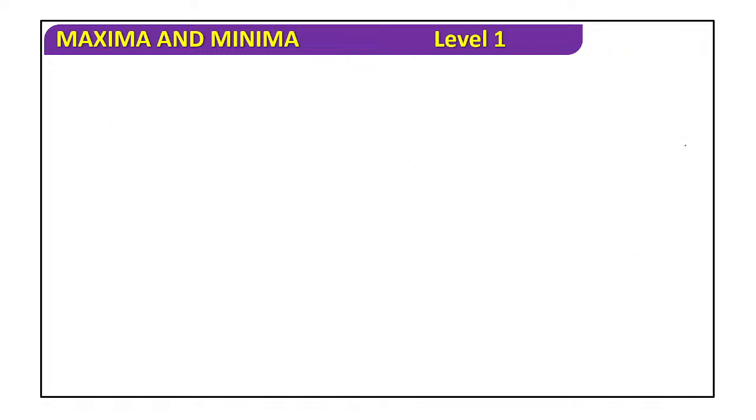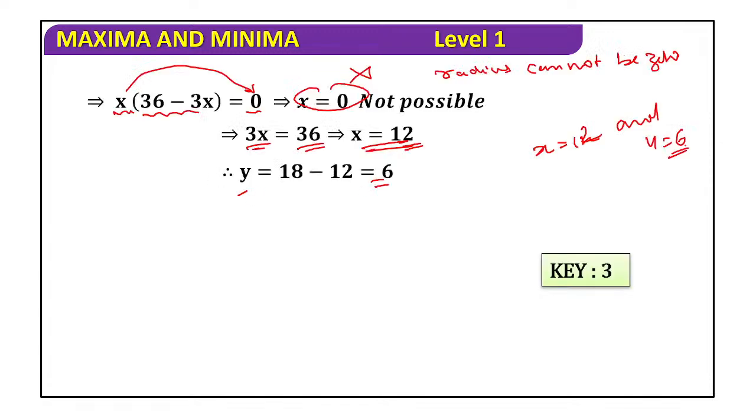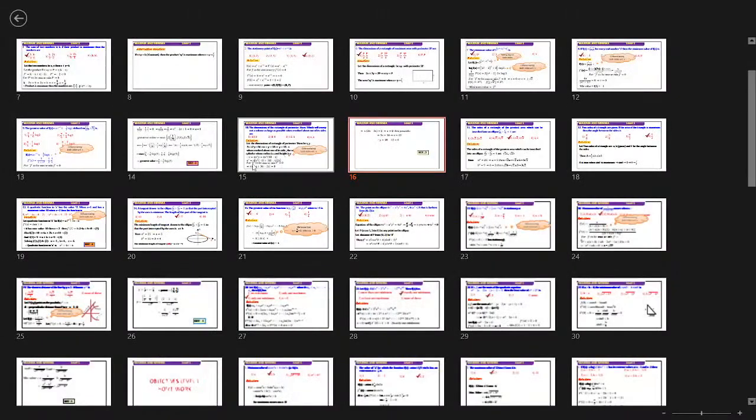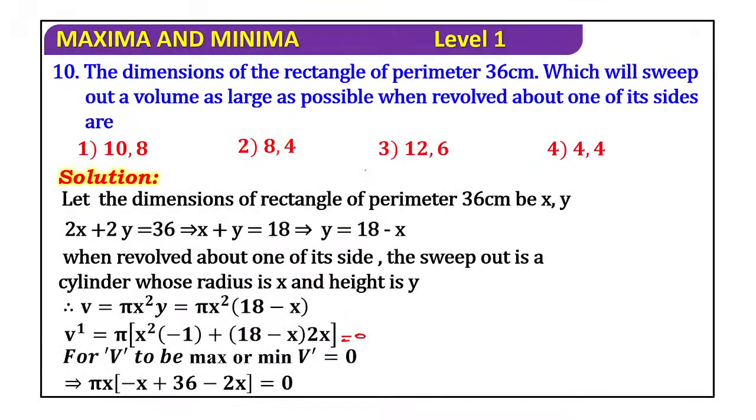The required answer. Clear? That is your option, x is equal to 12 and y is equal to 6. This x equal to 12 and y equal to 6 will be your answer. Clear? Okay.